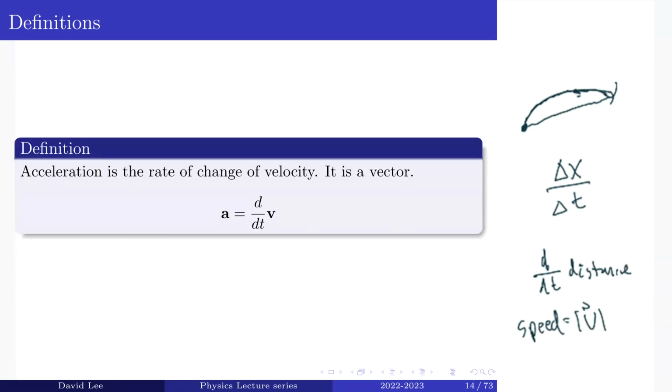And lastly, acceleration is the rate of change of velocity. So it's the derivative of velocity. So if we have velocity is a change in x over a change in t, then acceleration would be a change in v over a change in t.